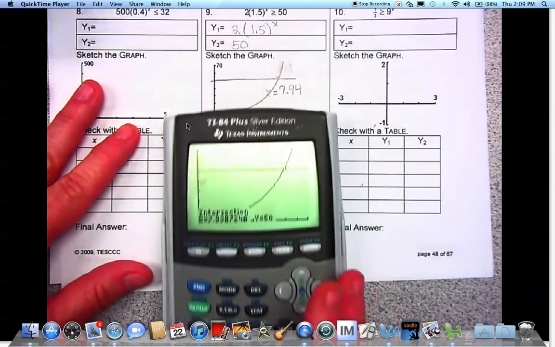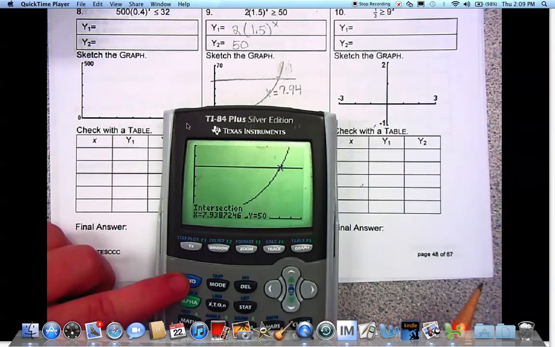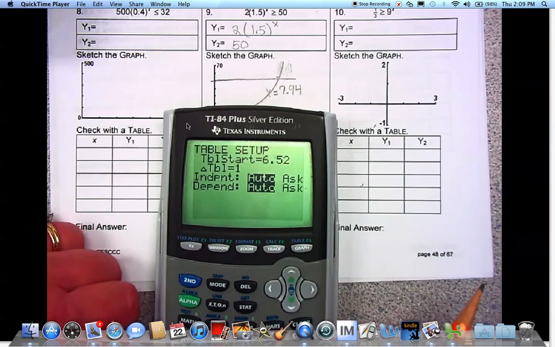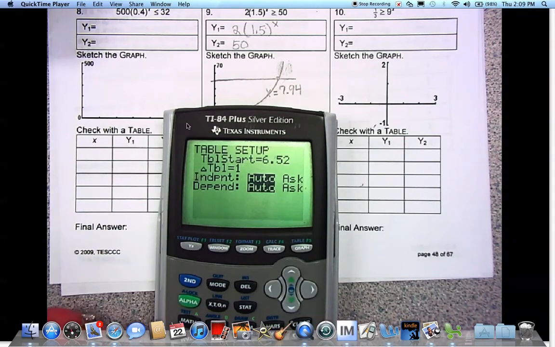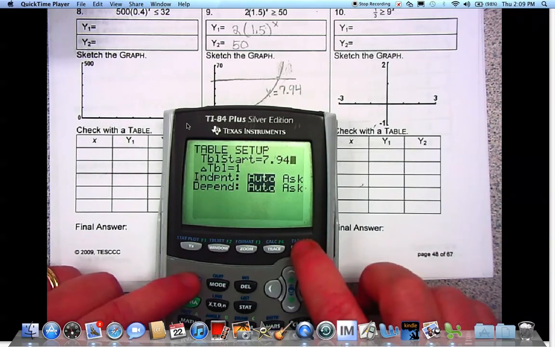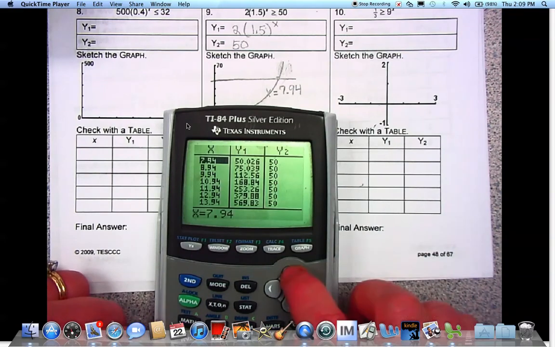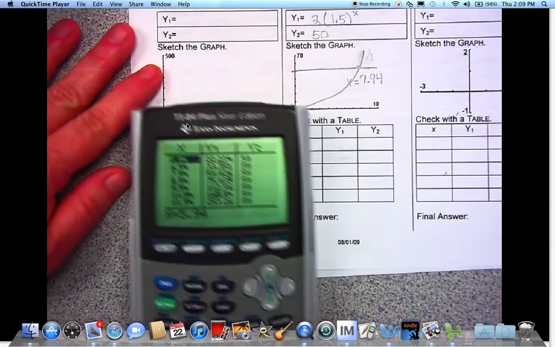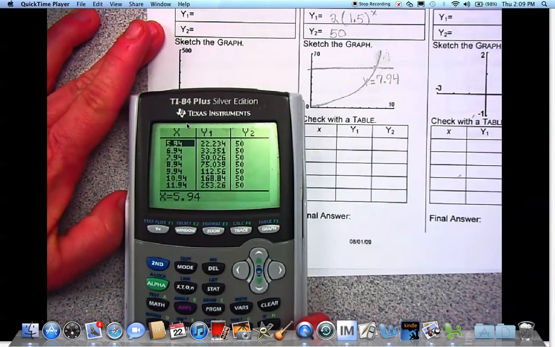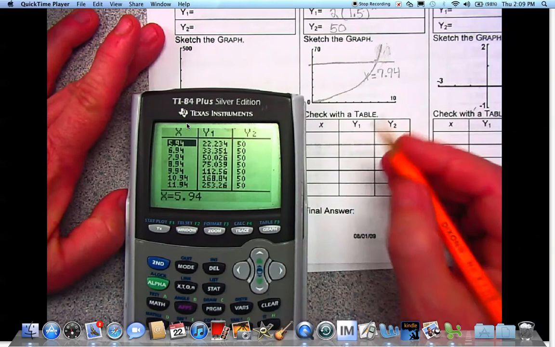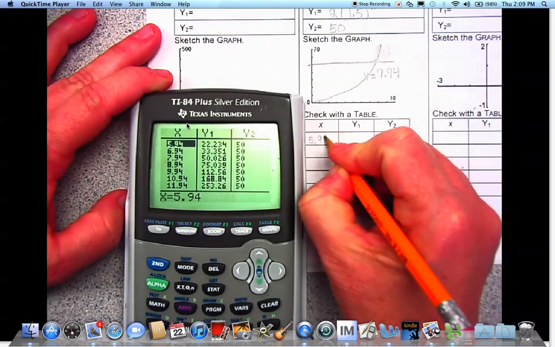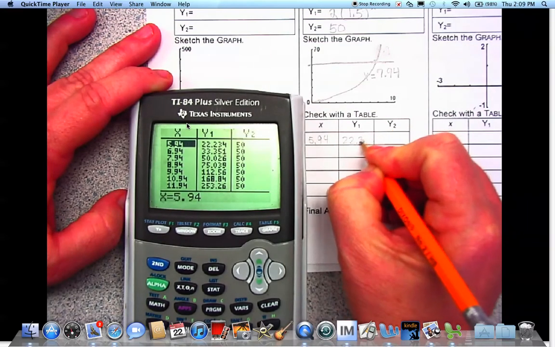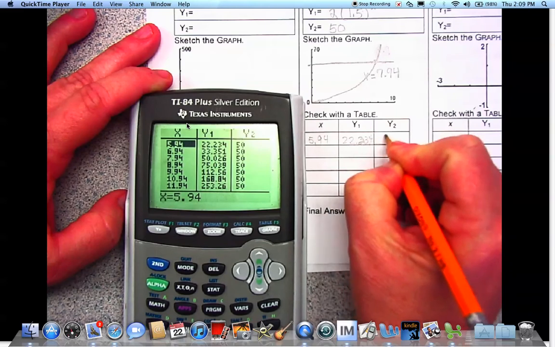Okay, let's see if the table agrees. We're going to go to second window, table start. What do we put in table start? And go to the table. And scroll up a couple of times from 7.94. And that's what we're going to put in the table. We'll put 5.94, 22.234, and 50.